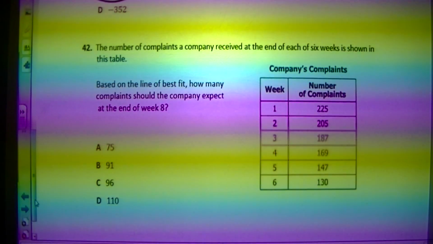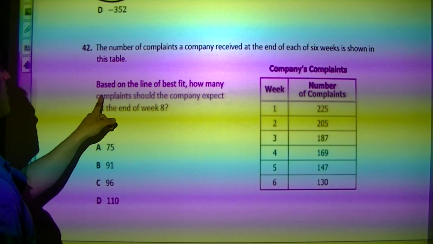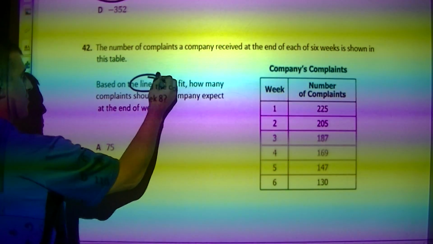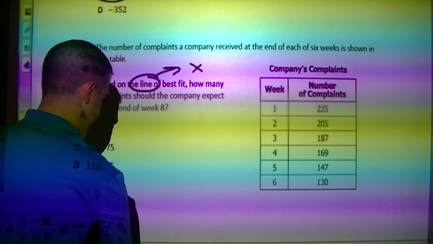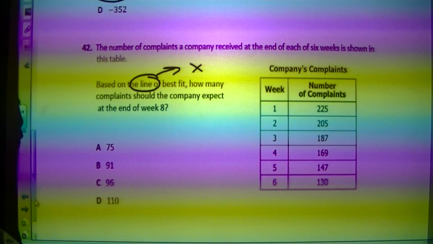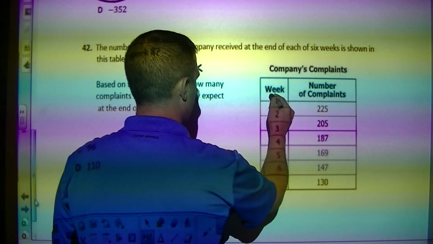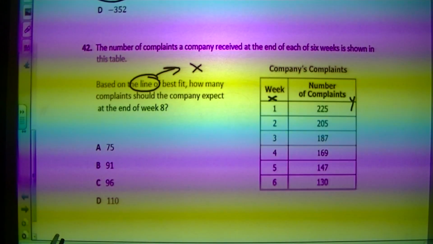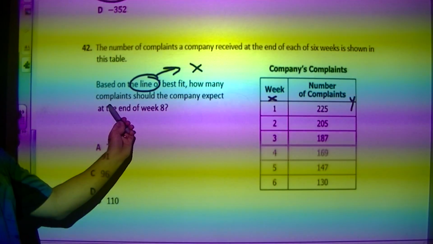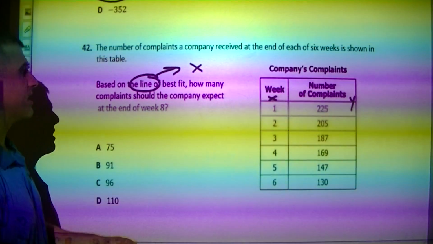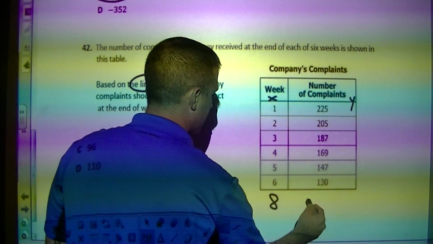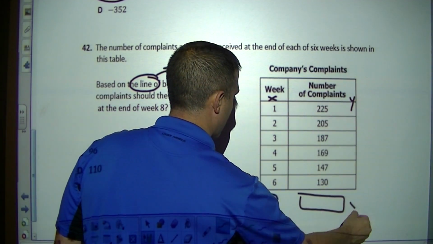The number of complaints a company received at the end of 6 weeks is shown. What is the line of best fit? There's your key word, line, which is going to be the x, right? If you look at this, that's x and that's y. The question asks us how many complaints should be expected by week 8. So what they gave us was 8. What they want us to find is the y.